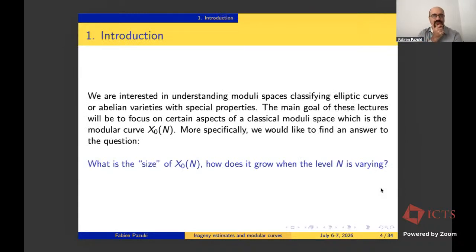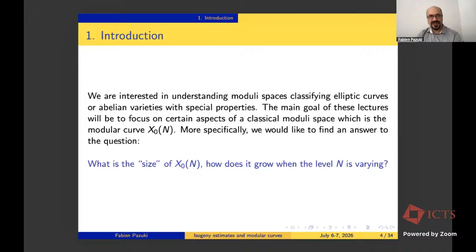What is it that I would like to do? In general, we are interested in understanding moduli spaces, classifying various objects, in particular classifying elliptic curves or abelian varieties. And often when you classify these elliptic curves or abelian varieties, you add some special properties that you care about, maybe existence of torsion points, maybe existence of special maps, maybe existence of a level structure. These special properties help you understand the structure of the moduli space a little bit more. That's the prerequisite. We would like to understand more about some moduli spaces.